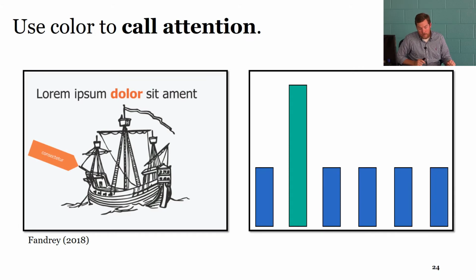We can use color to call attention to things. So like in this left-hand slide here, that's in, I think, Latin. I don't even speak that language, but I can tell you what the most important word is and that it probably relates to whatever that orange arrow is pointing to, right? So it's calling attention to those two things.